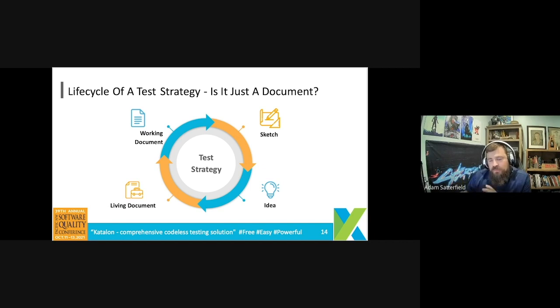So, the main takeaway here is don't think of a testing strategy as "I have to go in and write this long, big document." Think about it as, hey, we can actually start with ideas, and that's okay. We can present that as a rough strategy to then drive into your living and working document.